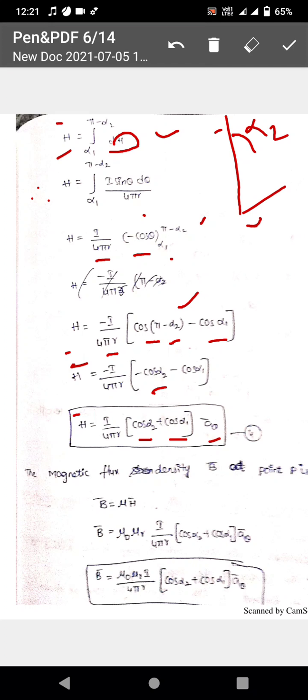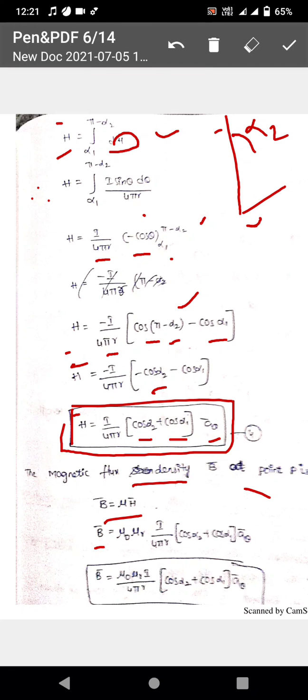The magnetic flux density B bar is obtained from this equation, because we use the relation B equals mu H. Therefore the magnetic flux density B bar at point P is B equals mu H, you know that. So B bar equals mu into mu naught into H bar. In place of H we substitute this equation: I by 4 pi r, cos alpha 2 plus cos alpha 1, a theta. This is the magnetic flux density.